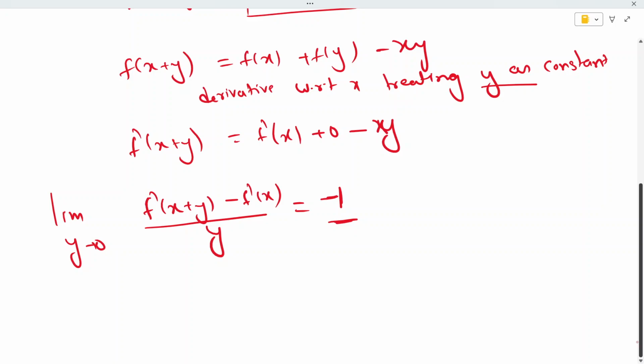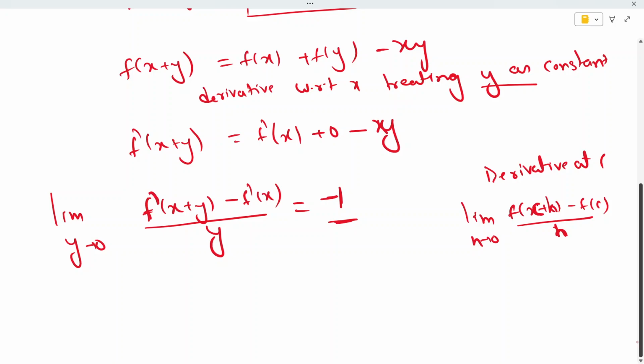Now look, this is what you are calculating. We know the formula of the derivative. How do we find the derivative at point c? f of x plus c minus f of c by h, limit h tending to 0. If you are finding it at c, then f of c plus h minus f of c by h, not x.